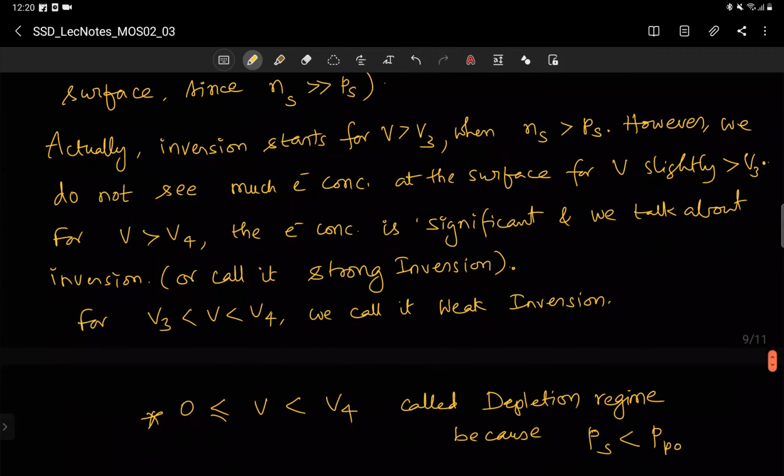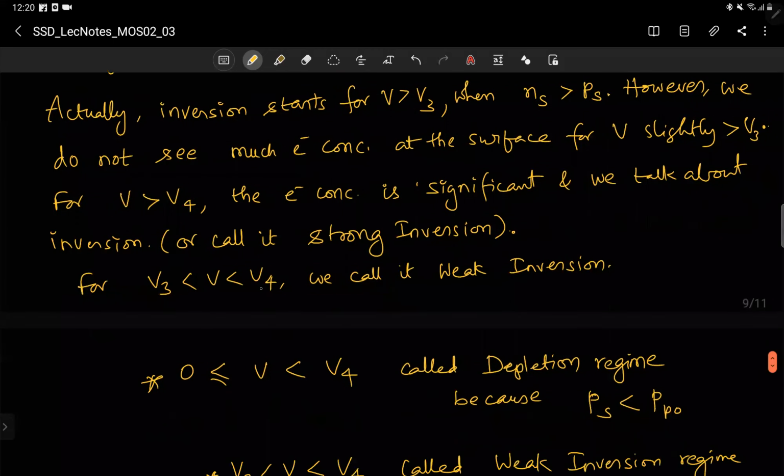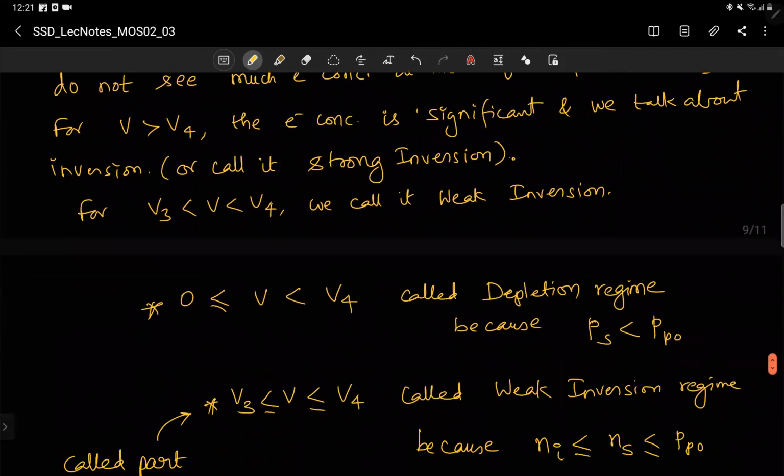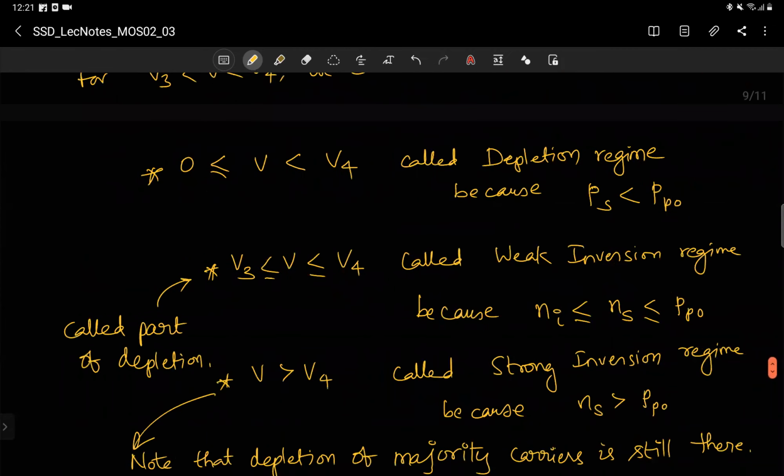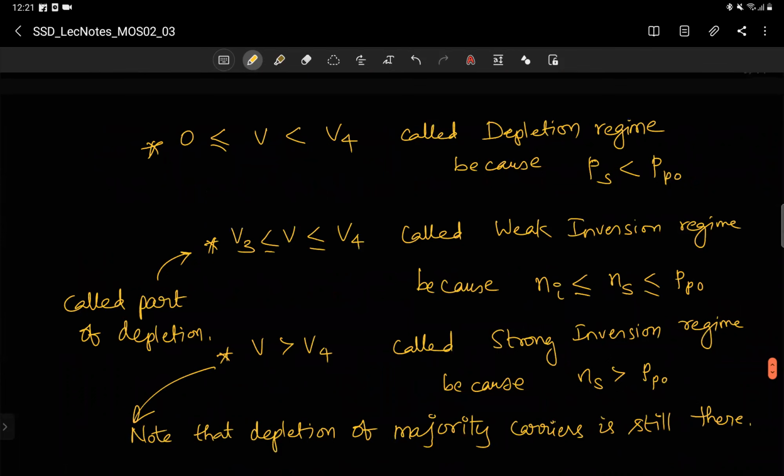So what we say is, okay, fine, for V greater than V4, let us call it strong inversion. Strong means very strong concentration of electrons. And for voltage between V3 and V4, let us call it weak inversion because electron concentration is still weak. That's what we meant. If you see the different regions, we only considered 0 up to V4. What happens if V is still greater than V4? We will come to that a little later. For now, let us understand things between 0 and V4.